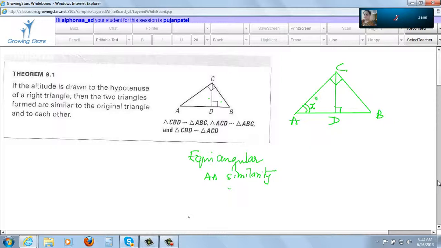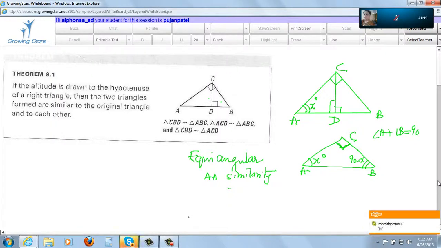We'll call this x. Let me separate the triangle here. Suppose we first consider CAB. We have a 90 degrees here, and I have put x over here. So what will be the measure of this angle B? You already have a 90 here, so angle A and angle B are complementary. Yes, so it is 90 minus x.